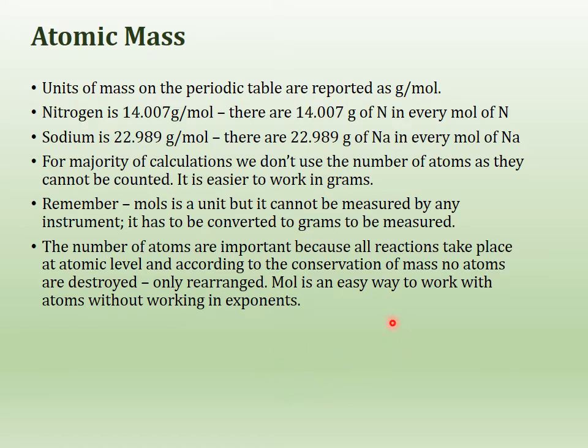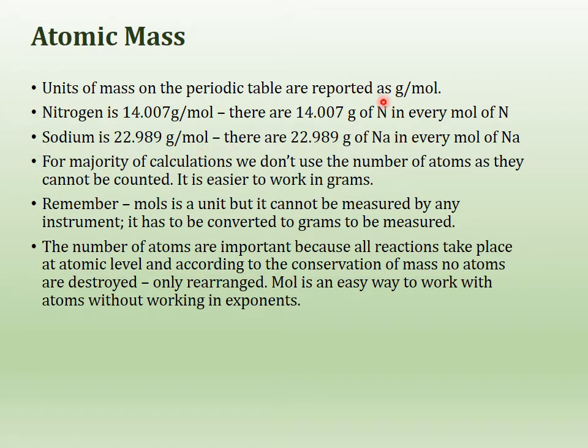So when you think about 1 mole of carbon versus 1 mole of gold, they are both the same number of atoms. Okay, they weigh a lot more. So here's an example of nitrogen, which is 14.007 grams per mole, which means that there are 14.007 grams of nitrogen in every mole of nitrogen. And this is a nitrogen atom. And then sodium is 22.989 grams per mole.